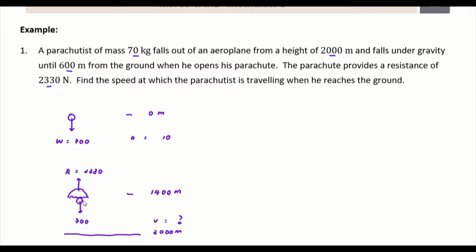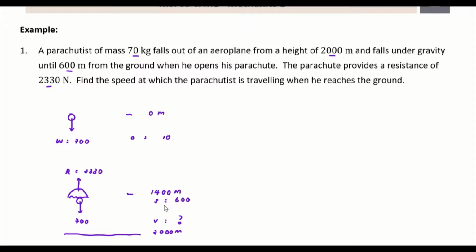Now let's see if there is anything that can help us find what we need. If I want to find the V here, what's the thing that I have and what's the thing that I need? I know that the distance between 1400 to 2000 will be equal to my S. The change in position will be 600 over here.